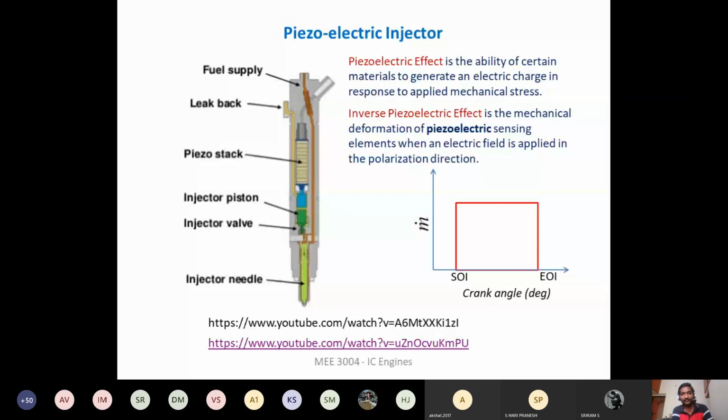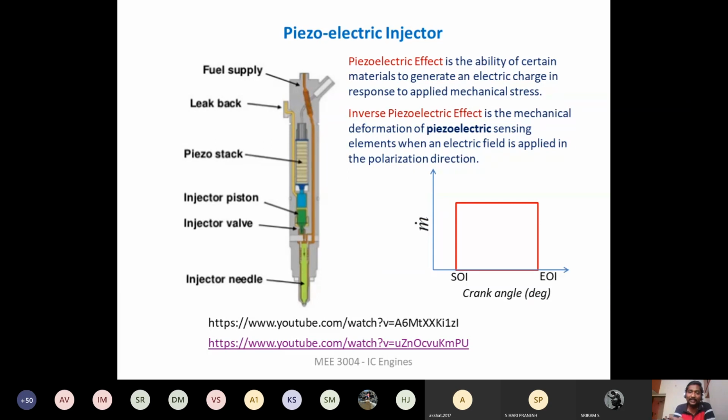What is the piezoelectric effect? So now let us say there are certain materials. If you apply some load on the material, some stress by means of applying load, it is going to be subject to stress. And because of this stress, voltage will be produced, right? Some electric charges are going to be created. So that we call the piezoelectric effect.